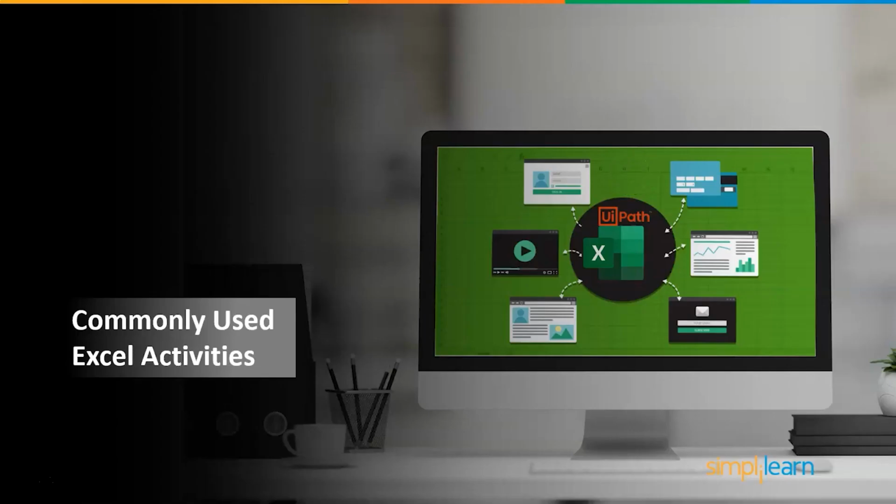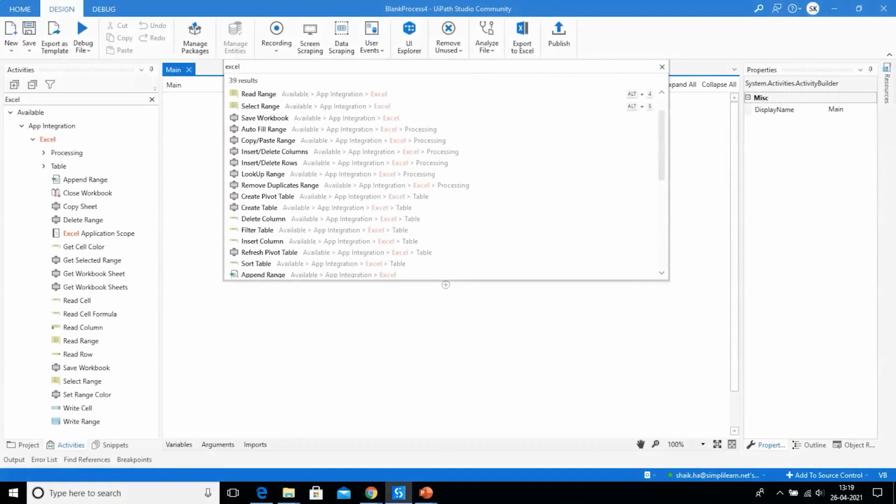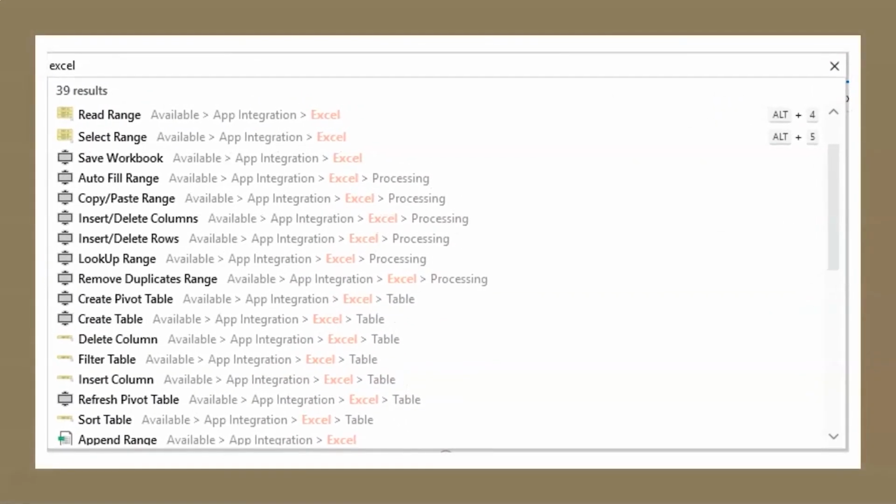Let's see some of the commonly used Excel activities. These are some of the commonly used Excel activities: read range, select range, save workbook, autofill range, copy paste range, insert and delete columns. So inserting a column at the specified location in a sheet or a table or a range. And to delete a column, you can delete it from a specified range or the table.